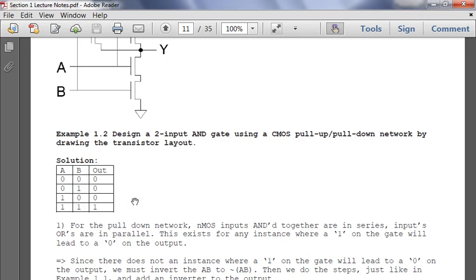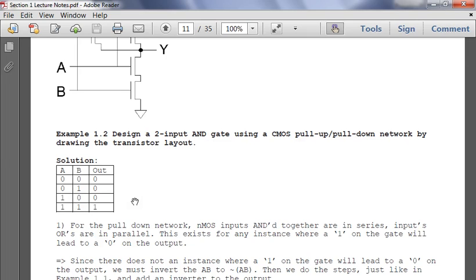Since pMOSs are strong zeros, you have to have some instance of a 0 creating a 1 in order for the circuit to work. Likewise, since nMOSs are strong 1s, you have to have some instance where you can put a 1 on the input and get a 0 on the output. And that does happen here, but because of the pMOS it's eliminated. Okay? So what you do instead is you invert it and then do the exact same problem.